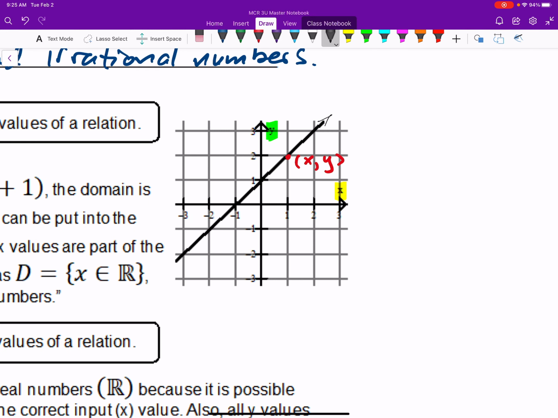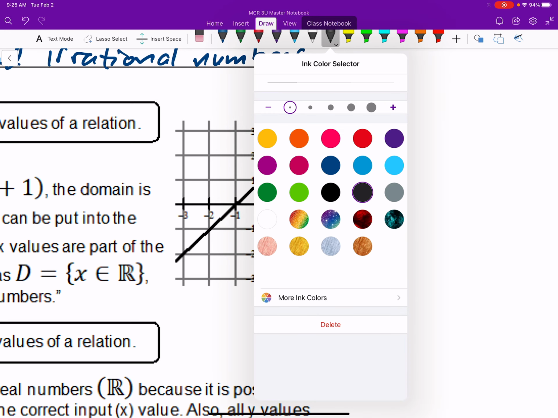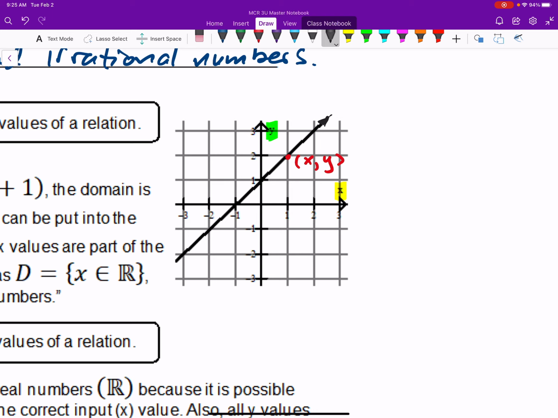And we can assume that it's going on forever in both directions because that's just what we're going to do. So I'm going to put some arrows on the end. And so it goes on forever in both directions. What are the possible x values for this function?